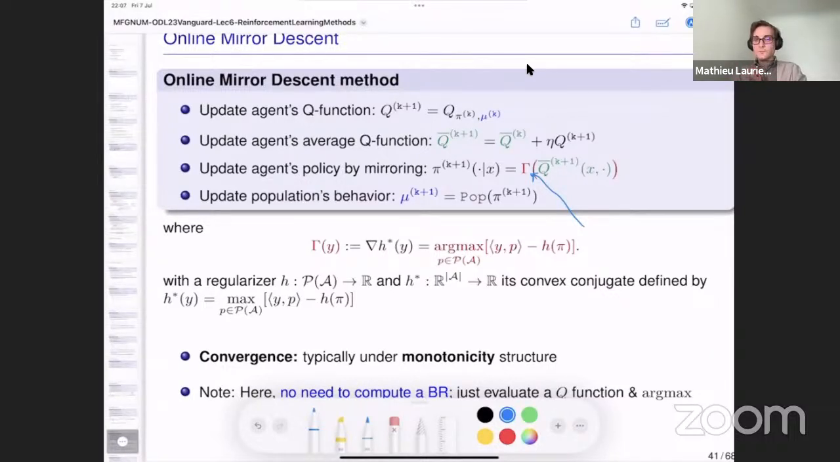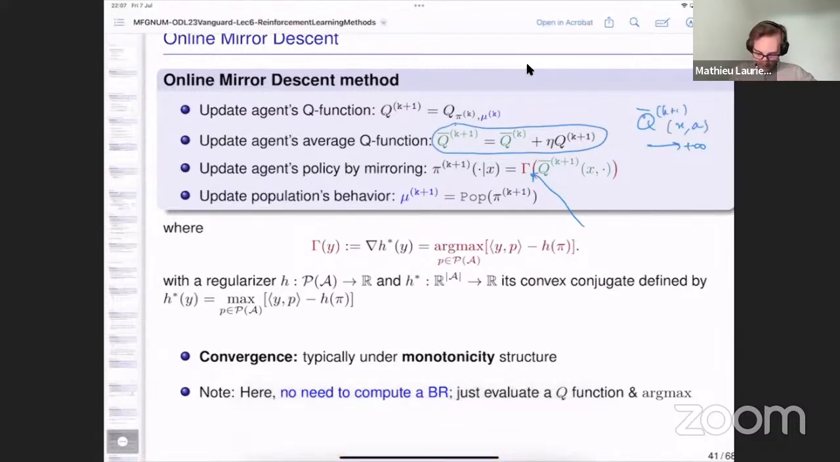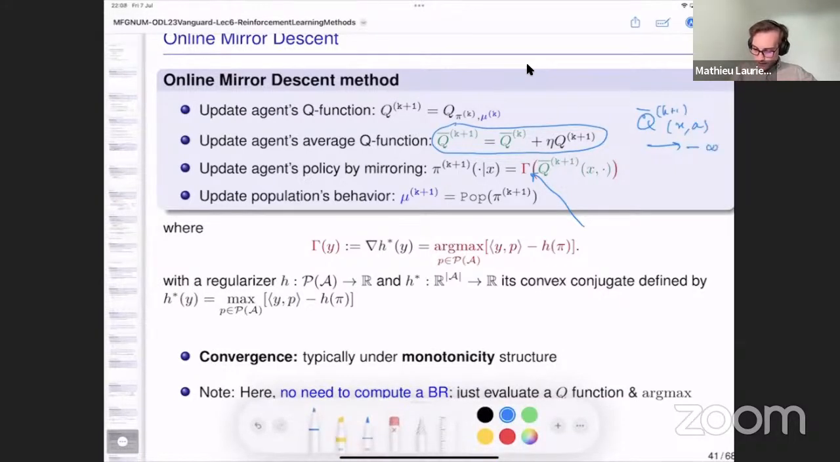So in fact, what happens is that because of this sum here, which is a sum and not an average, there are some values. So Q bar K plus 1 at X and A is going to go to minus infinity, I think, if we are maximizing. So this is going to go to minus infinity for some A's. So for some actions, the Q value is going to go to minus infinity. And if it goes to minus infinity, the softmax at this point is going to converge to 0 in the limit.